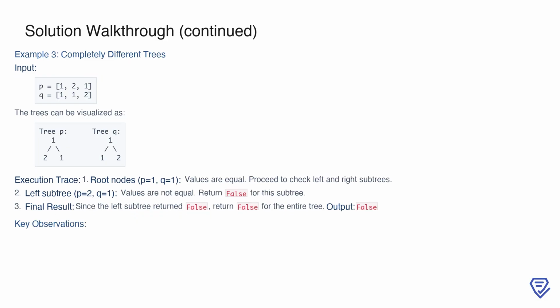Now we have two completely different trees. Tree p has the structure 1, 2, 1, while tree q is structured as 1, 1, 2. Both trees start with a root node of 1, so we continue by comparing their left and right subtrees. In the left subtree, tree p has a node with the value 2, while tree q has a node with the value 1. Since these values are not equal, we return false for the left subtree. With the left subtree already determined as not identical, there's no need to evaluate the right subtree further. The final result is that the trees are not identical, and the output is false.